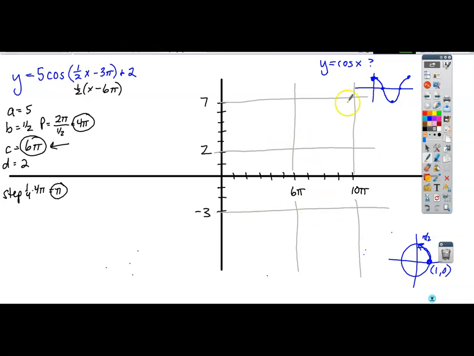So here's going to be where my little graph is. So for cosine, remember, for a positive cosine, you start at the top of the wave. So the top of my wave is up here at 7. Then I go to equilibrium. So the next step is at equilibrium. Then I go all the way down to the bottom.